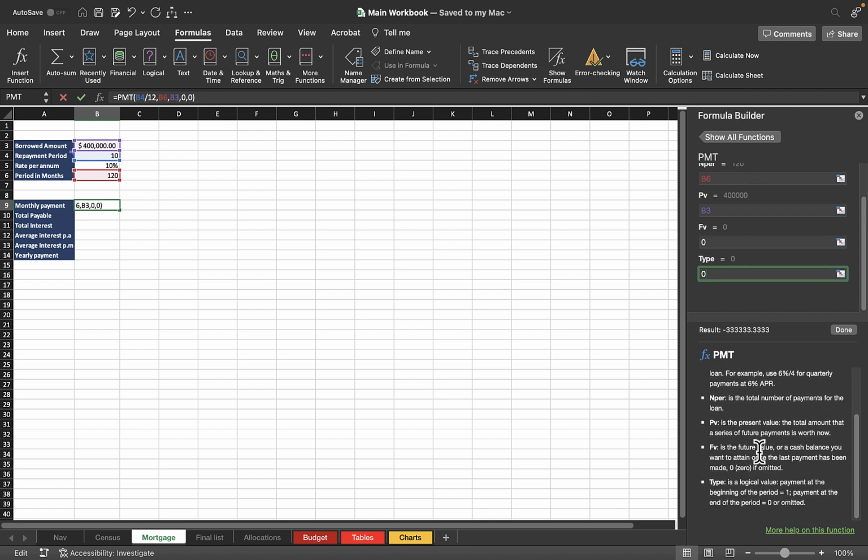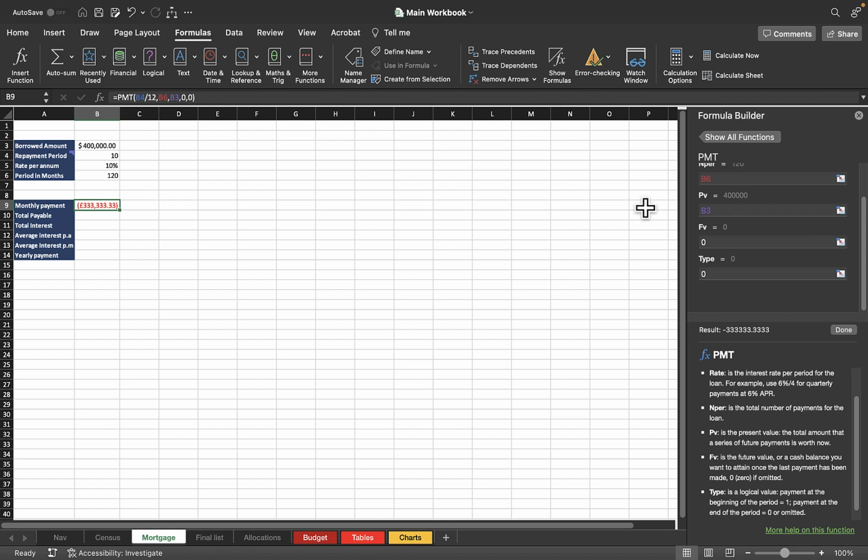For the type, it's a logical value: payment at the beginning of the period or at the end. It just explains what type is. If it's 0, it's always at the end. If it's 1, it's at the beginning of the month. Most people use 0, so I'm just going to click done.